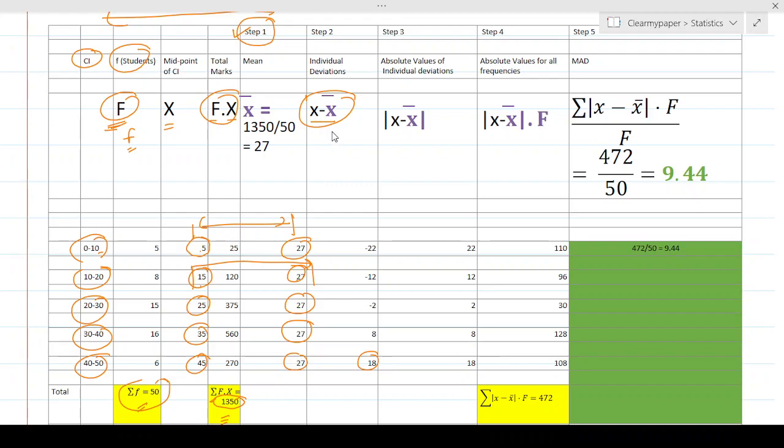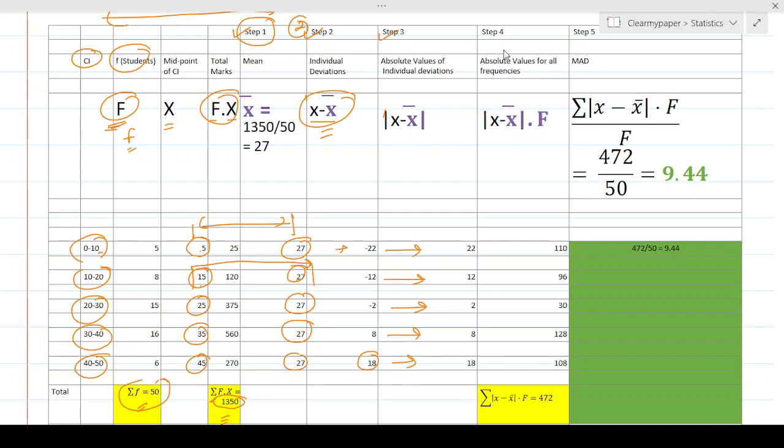That's how we have got x minus x bar, that is the individual deviations. That's step number 2. In step number 3, we know that we don't want any negative values. We have seen that before. Step number 3 is just taking the absolute value of the individual deviations, and we just put the absolute symbol here, |x minus x bar|, and we convert every negative value into positive, and positive remains as it is. That's your step number 3.